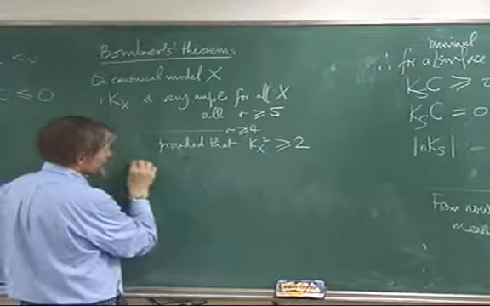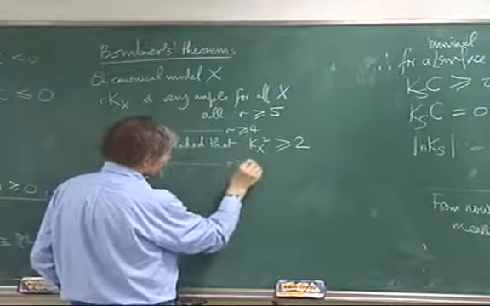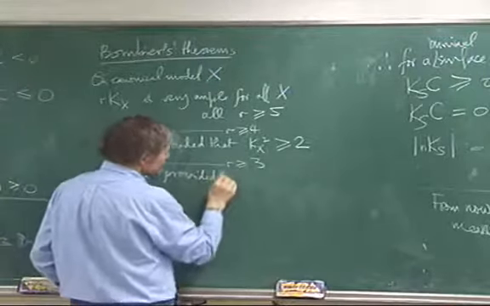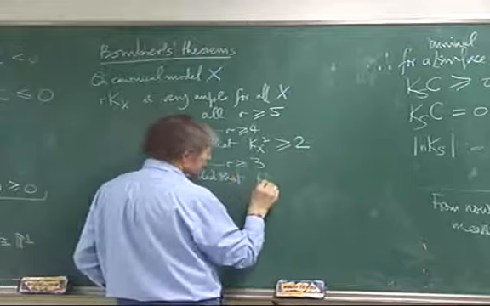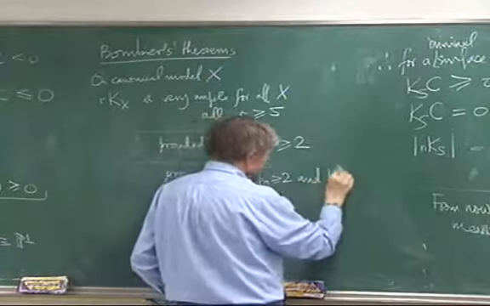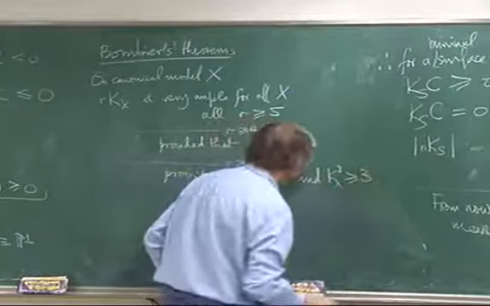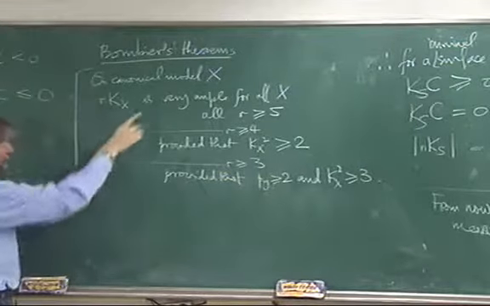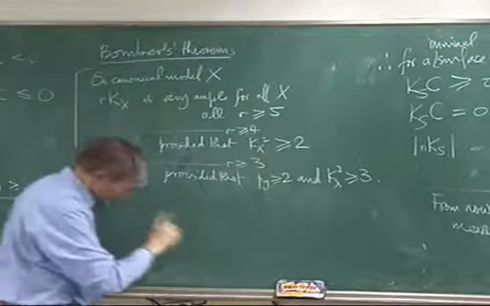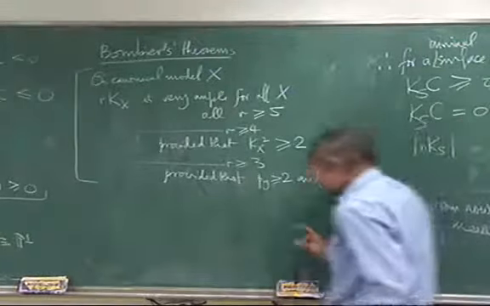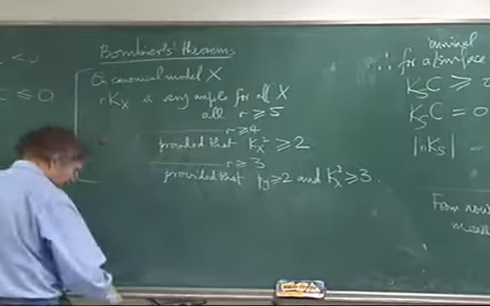And then the same thing, r greater than or equal to 3, provided that pg is greater than or equal to 2 and KX squared is greater than or equal to 3. Okay, so you know, I haven't given the definition of what the canonical model is, and I'm not going to give proper proofs of this theorem today. But I want to just say how we're going to start proving this.